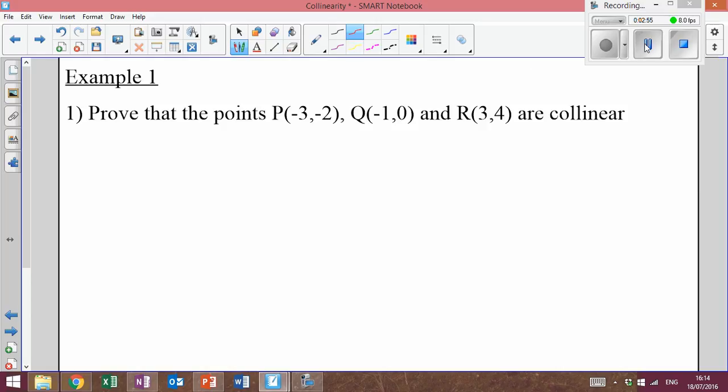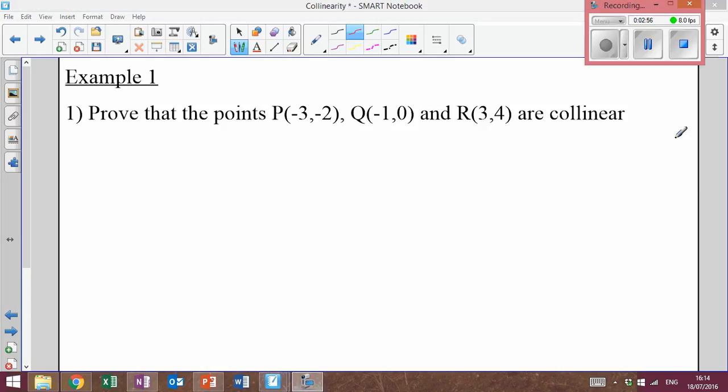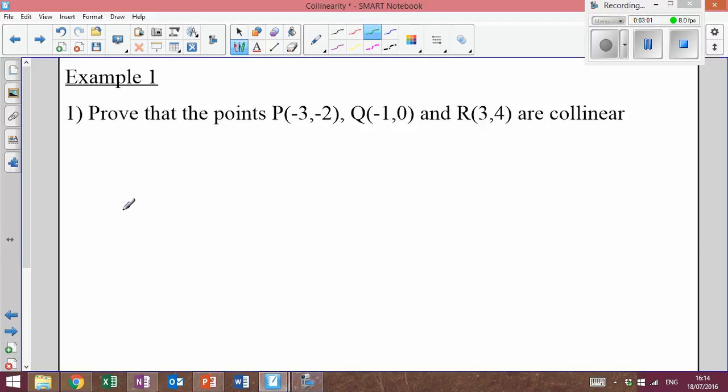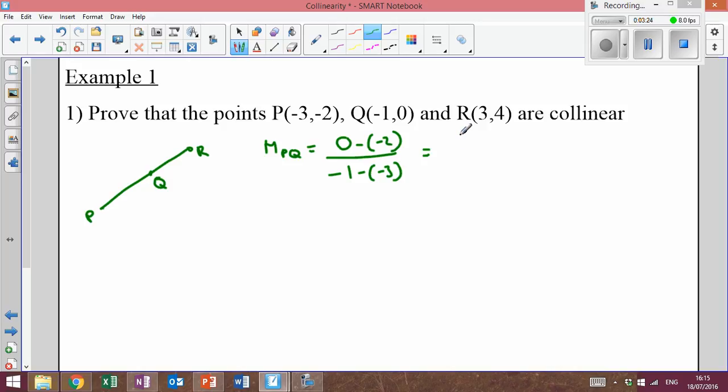What we want to do here is prove that the points P, Q, and R all lie on the same straight line. We do that by proving that the gradients are the same the whole way across. So let's look at m of PQ first, which is going to be 0 subtract negative 2, over negative 1 subtract negative 3. That's going to be 2 over 2, so it's just going to be 1.